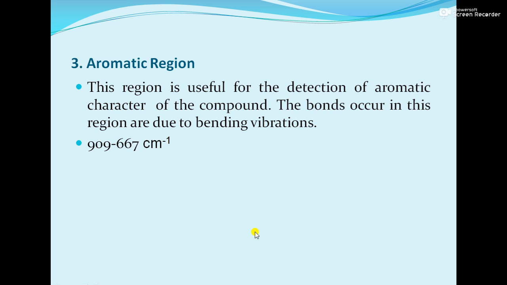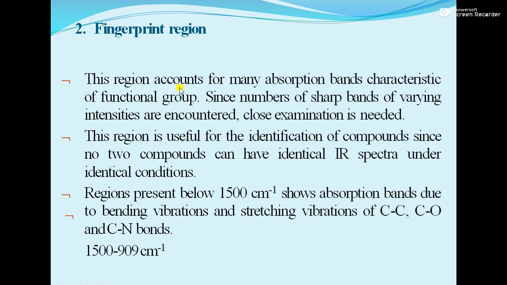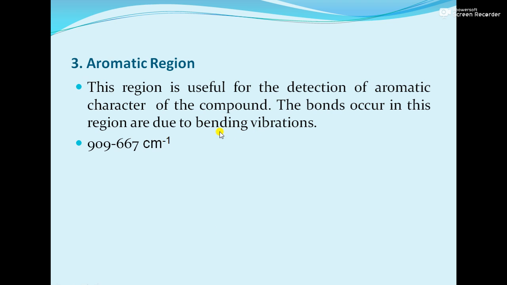And finally, the third, the aromatic region. This region is useful for the detection of aromatic character of the compound. It provides information about aromatic substitution patterns such as ortho, meta, para substitution. And the bands that occur in the region are due to the bending vibration in the molecule. So, as is clear from this, the functional group region is due to stretching, the fingerprint is due to bending and stretching, and the aromatic region is due to bending vibration.